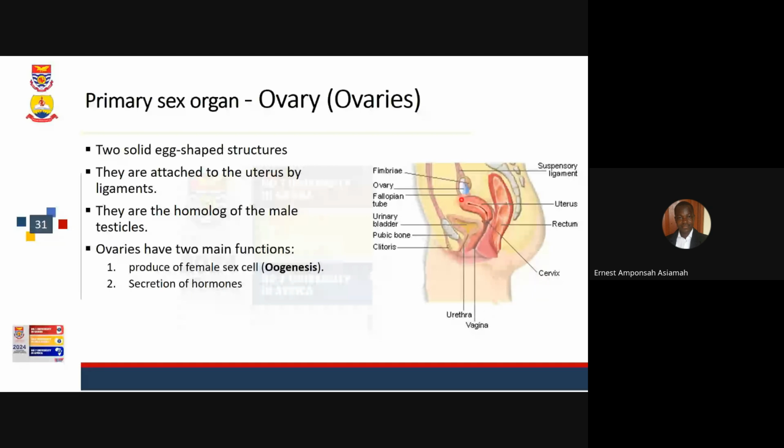Okay, so the female reproductive system is made up of a primary organ, which is the ovary. Then it also has accessory organs, where we have the external genitalia, the ducts, and also the gland. So we will look at them. So we have the ovary.